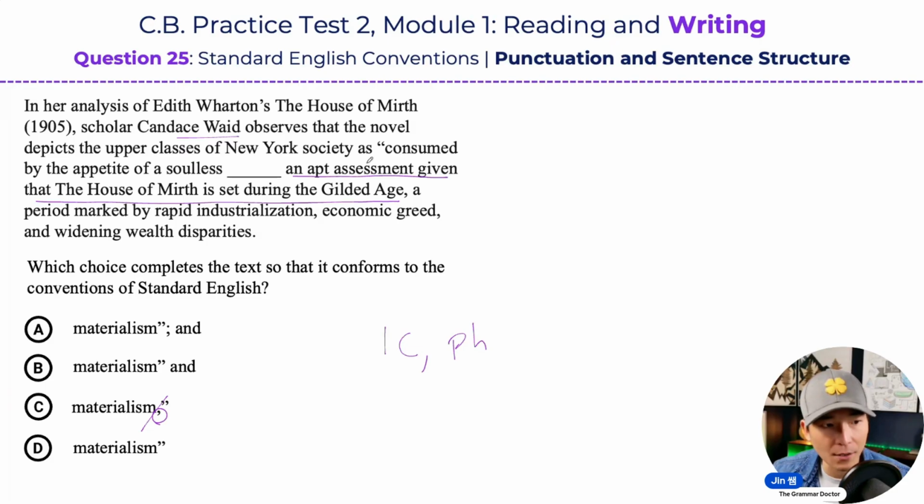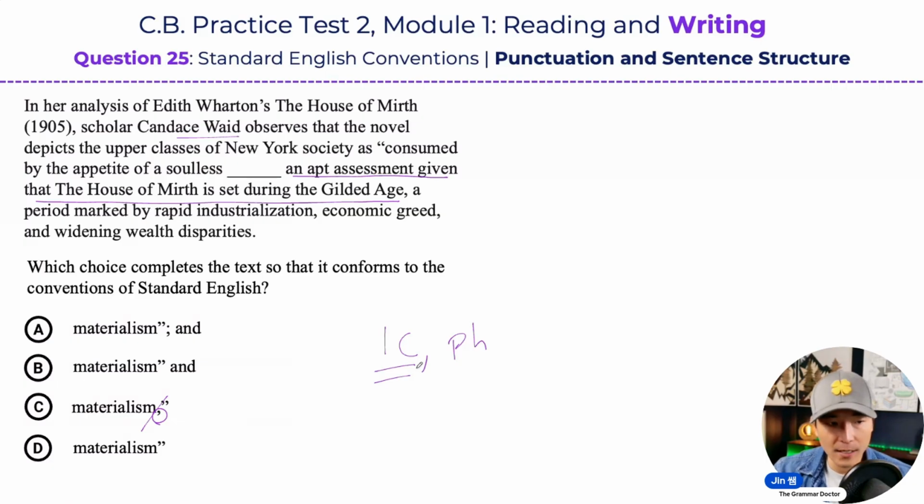She observes that the novel depicts the upper classes as consumed by the appetite of a soulless materialism. Basically she's saying these upper classes seem greedy and superficial. They just want money, money, money. That's the main idea of the sentence. And when you're reading grammatically, this also helps improve your reading comprehension, because the main idea of the sentence is found in your independent clause, okay?